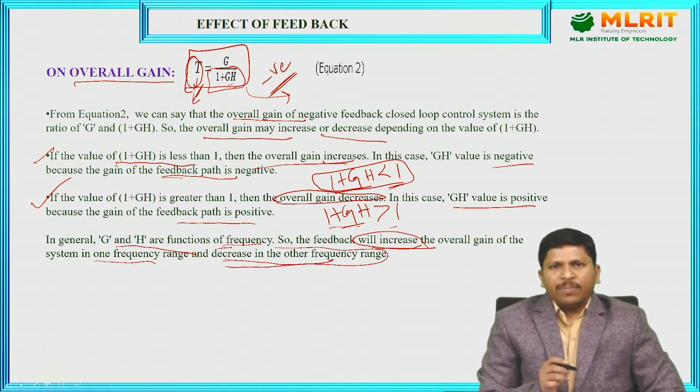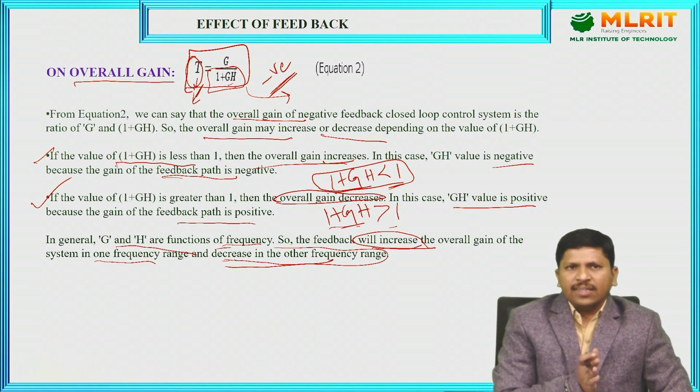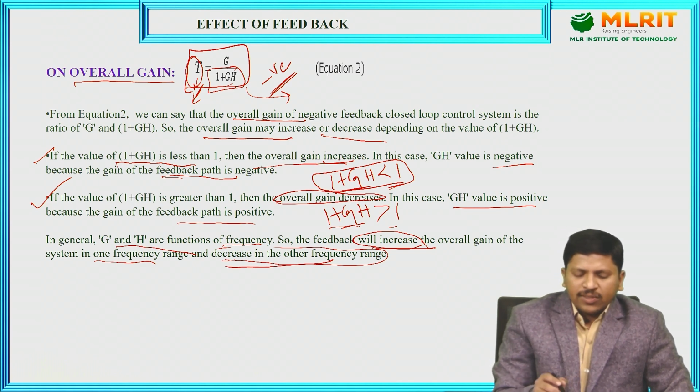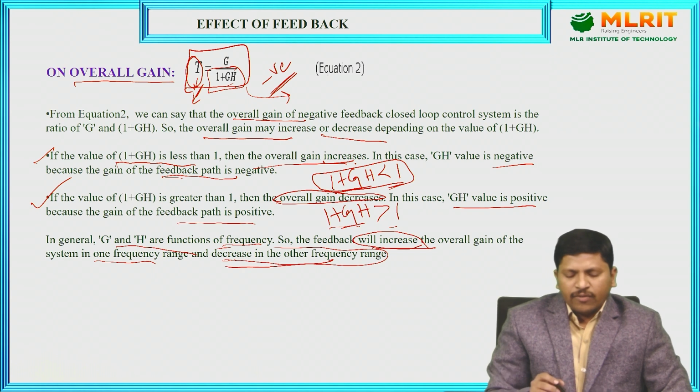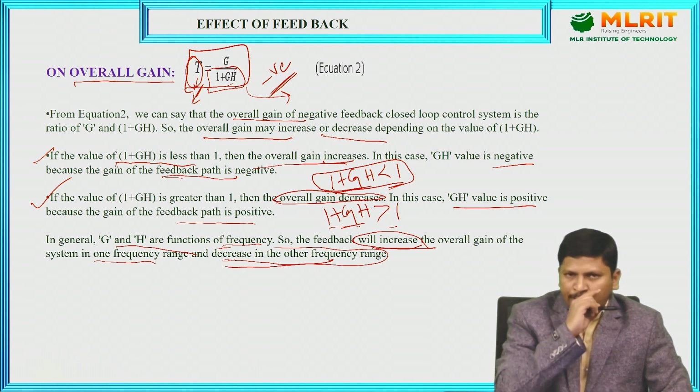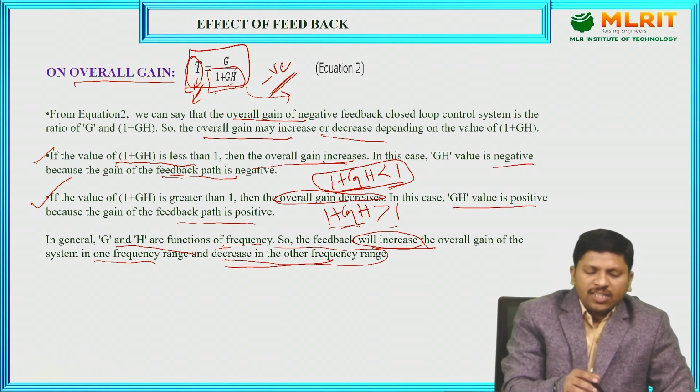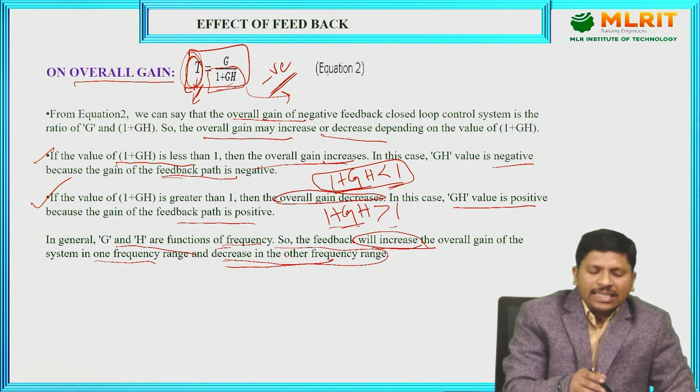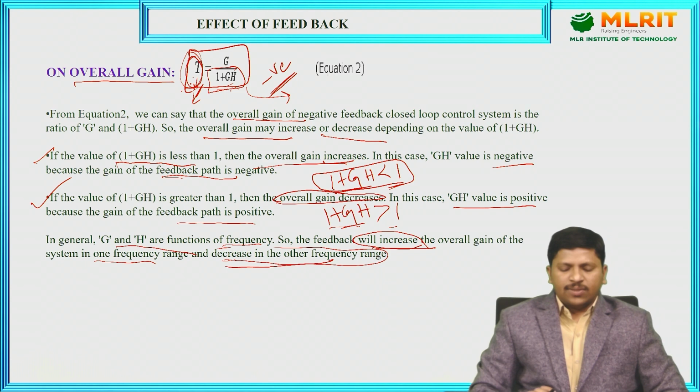So that's why, in the condition where 1 plus GH is less than 1, the overall gain is going to be increased. If 1 plus GH is greater than 1, the overall gain is going to be decreased, based on the negative feedback closed loop transfer function T equals G by 1 plus GH. Here the transfer function or overall gain T is the reciprocal of 1 plus GH. If the 1 plus GH value is small, the T value is going to be increased. If 1 plus GH is less than 1, T is going to be greater than 1; otherwise, T is going to be decreased.